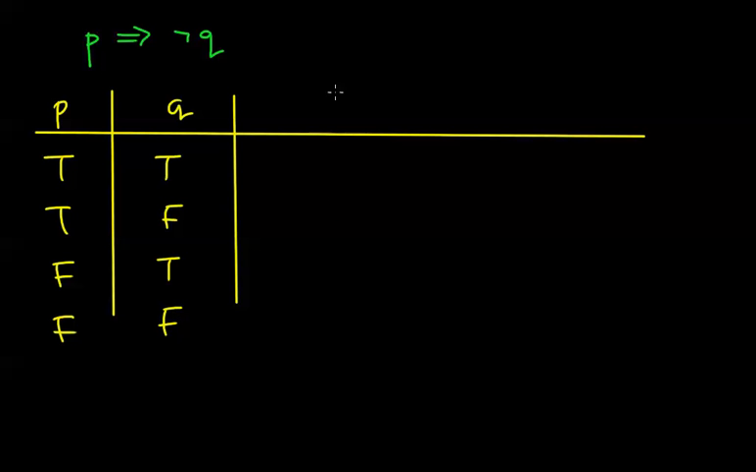Now think about what you need to do here. First of all, it's best to work out not Q first. So the opposite of this is... oh, sorry, hang on. So that's false. Opposite of that is true. Opposite of that is false. Opposite of that is true. So you've got false, true, false, true, the opposite of this.